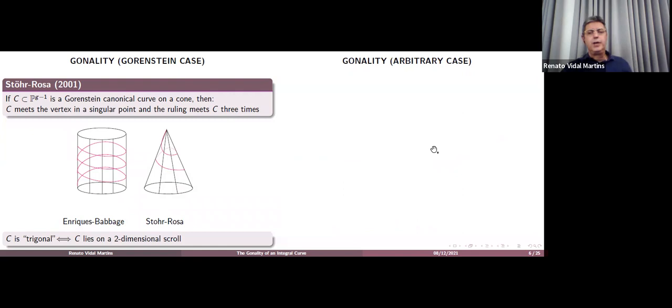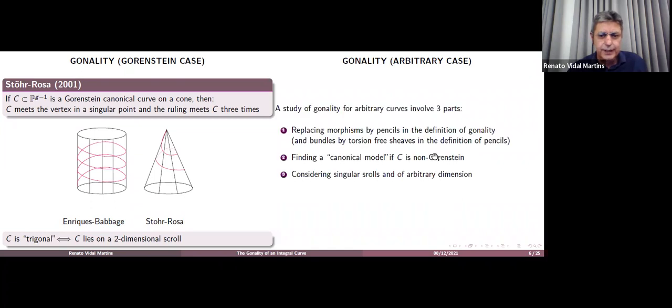So now I'm going to address the gonality in the arbitrary case. We have to consider three problems, or it involves three parts: replacing morphisms by pencils in the definition of gonality, and bundles by torsion-free sheaves in the definition of pencils; finding a canonical model if C is non-Gorenstein. The problem is that if C is non-Gorenstein, we don't have a K from C to C prime; and considering singular scrolls of arbitrary dimension.